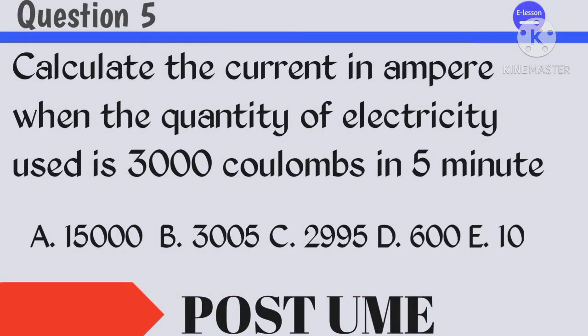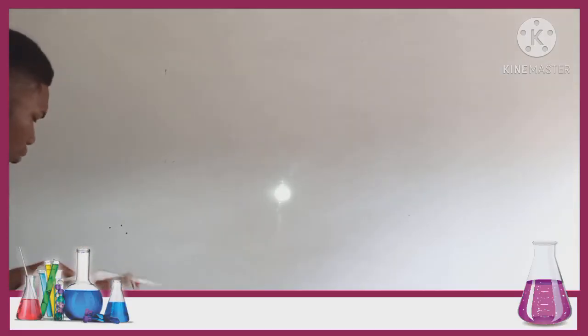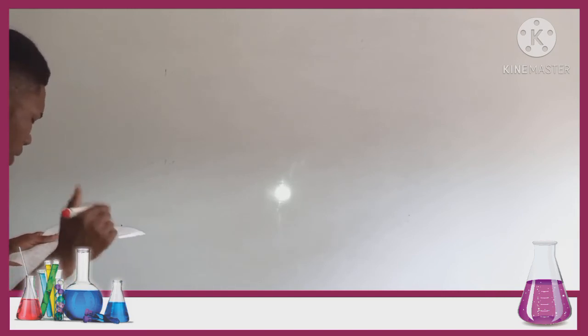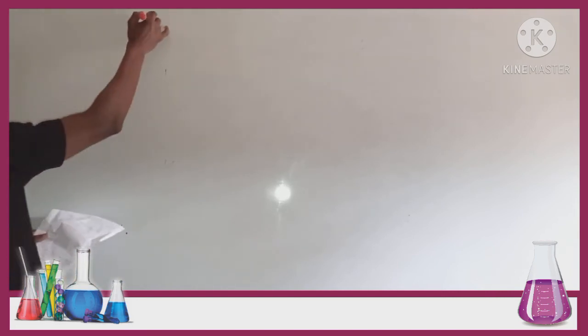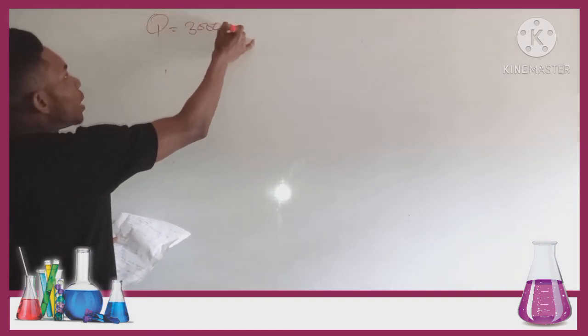Calculate the current in ampere when the quantity of electricity used is 300 coulombs in 5 minutes. Now, you are given your values. What were the values given to you? You are given that the quantity of electricity used is 300. So, we are given Q is 300 coulomb.